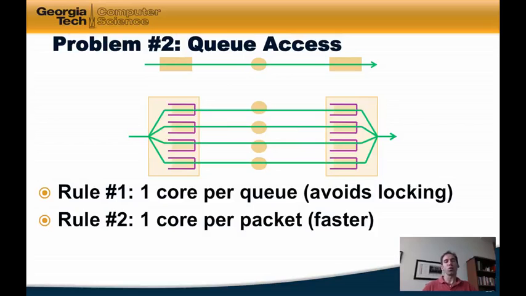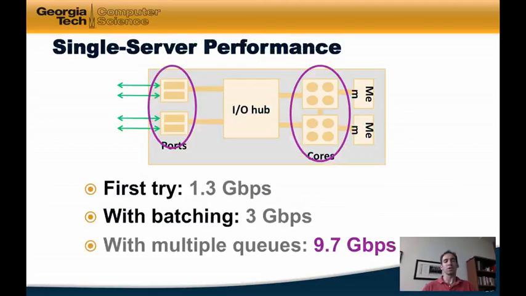It turns out that there are two design rules that tend to work well. One is to assign a single core per queue. This avoids locking. By contrast, imagine if we had multiple cores accessing the same queue. This would require each core to lock memory to prevent other cores from accessing that same memory at the same time. Therefore, it's much faster to simply assign one core for each queue. Empirically, the designers also found that as opposed to sending a packet through a pipeline of cores, it is much faster to assign one core per packet. So there are two rules: assign one core per queue and assign one core per packet. These optimizations allow the single server forwarding performance to reach nearly 10 gigabits per second.